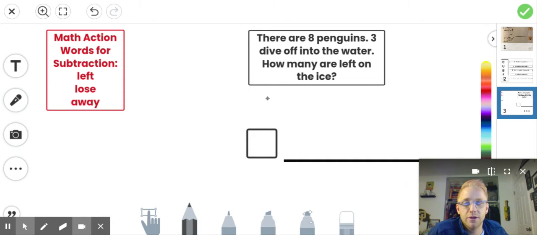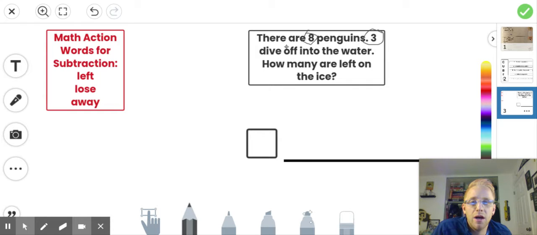So I'm going to circle our numbers here. I have an 8 and a 3. I'm remembering 8's my largest. This is subtraction, so I know that 8's probably going to go first because when we're subtracting, we always start with our biggest number. There are 8 penguins. 3 dive off of the water. So how many are left? Here's my question. I'm going to underline that because remember U stands for underline the question.